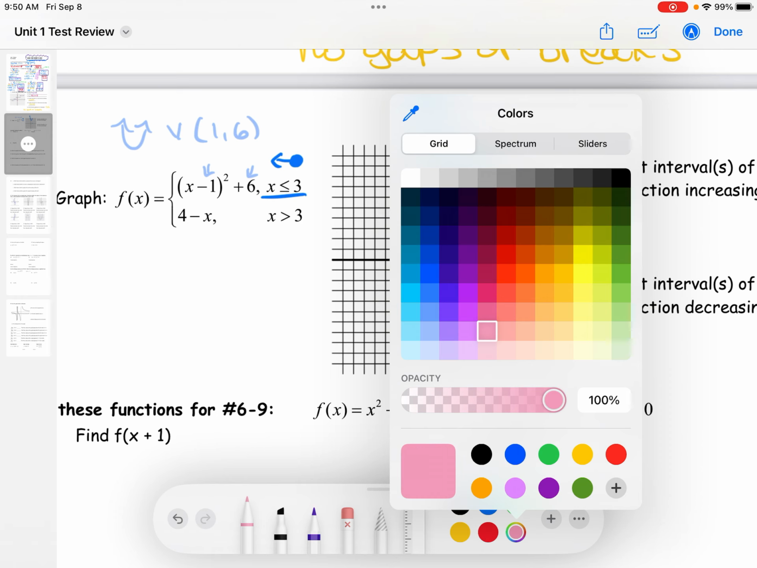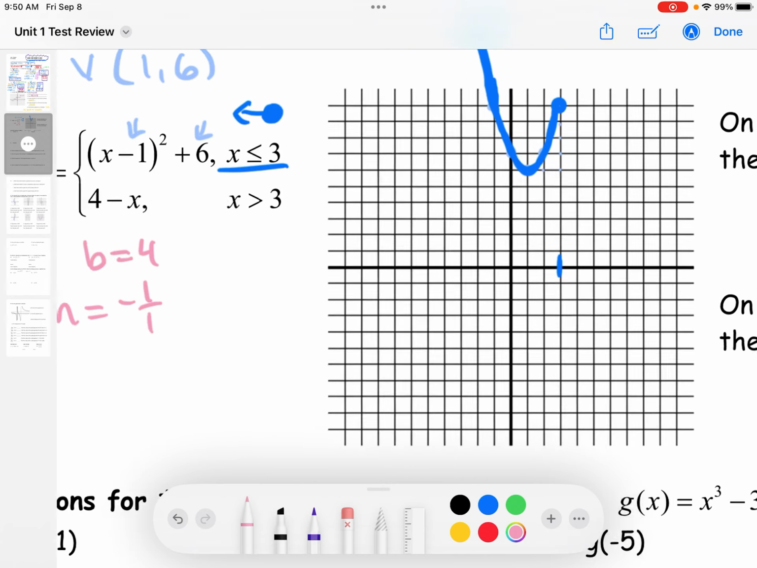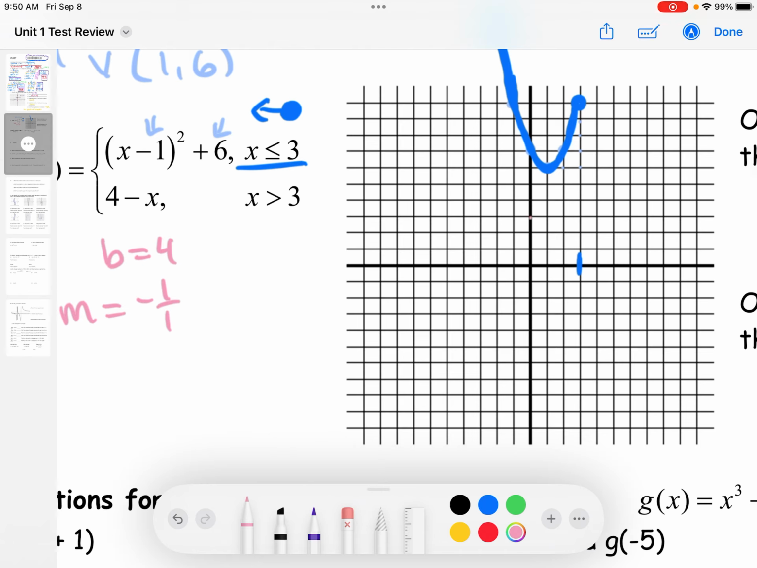Now, in the other function, y equals 4 minus x. It's a single power of x, a single power of y. That's a line. So y-intercept is 4. Its slope is -1. We can think of that as -1 over 1. So start at that y-intercept of 4, 1, 2, 3, 4. And our slope is -1. So it makes that perfect diagonal, down 1, right 1, all the way down.